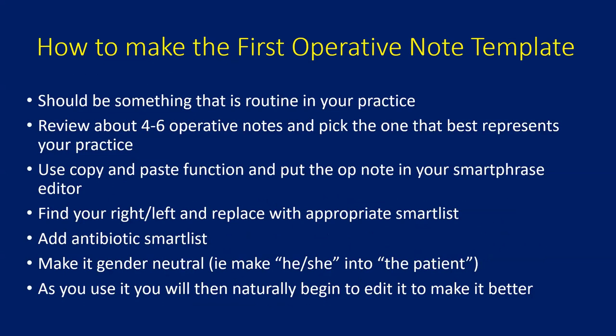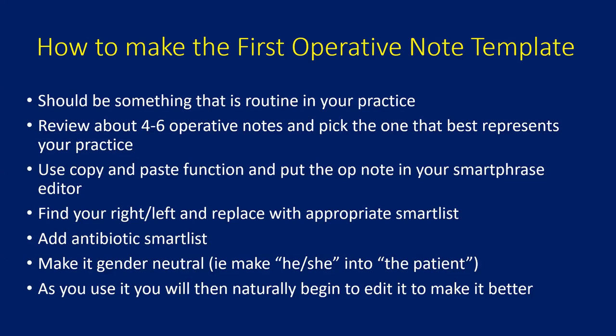And if you're going to make your first one, you should pick something that's routine in your practice. I used a hemiarthroplasty, a partial hip replacement operative note. I do that quite commonly. So I went back and I reviewed the first time about 4 to 5 to 6 of my operative notes and picked the one that best represents my practice. I then just used the copy and paste function and put it into the smart phrase editor in there.